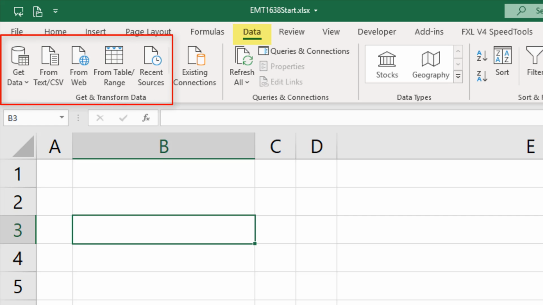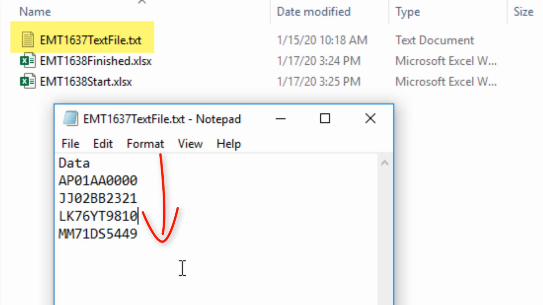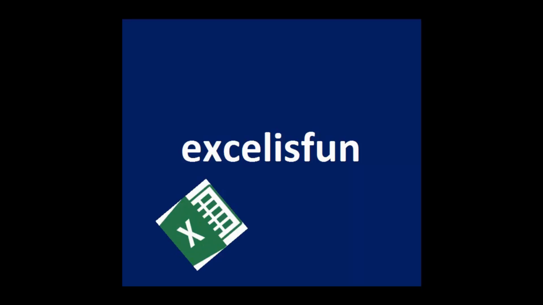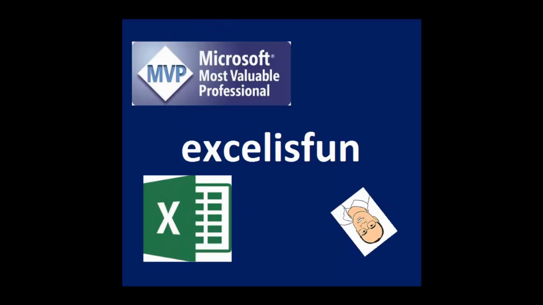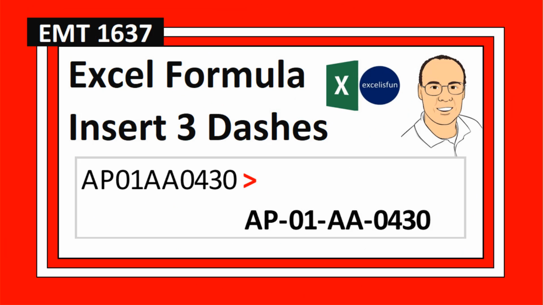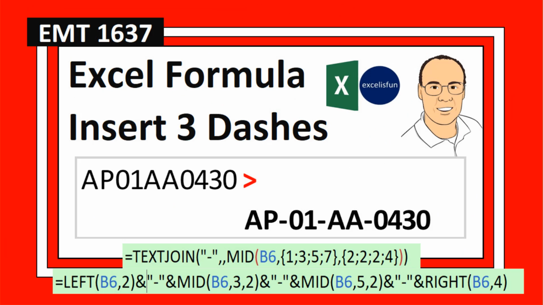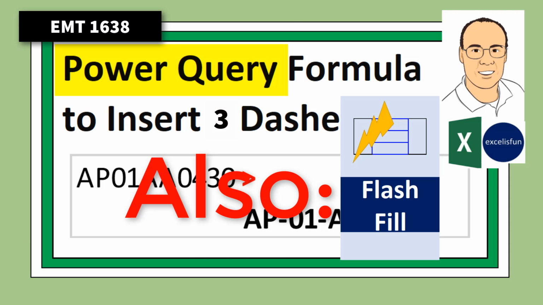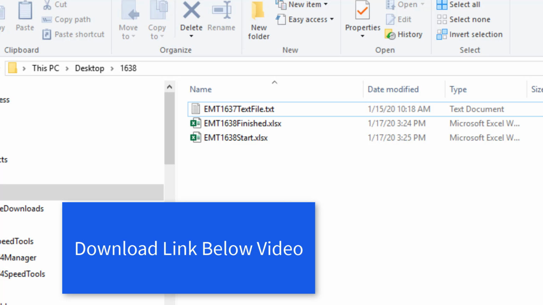In Excel, I need to import this text data, and I need to convert it into text with 3 dashes. Now, in last video, we saw how to do this with Excel worksheet formulas. In this video, we want to see how to do it with Power Query. You can download these files in the link below the video.